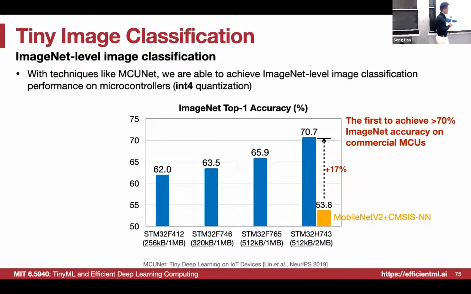So this is the accuracy before our work, with MobileNet from Google and CMSIS-NN from ARM, the best achievable accuracy on this 512 kilobytes of SRAM and 2 megabytes of Flash. This is a microcontroller by STM, the STM32H743, a pretty high-end microcontroller. The best previous result is 53.8% top-1 accuracy. But with MCUNet, we boost it to 70%. Every 1% matters for ImageNet. This is a double-digit improvement, which is the first to achieve more than 70% ImageNet accuracy on commercial microcontrollers.